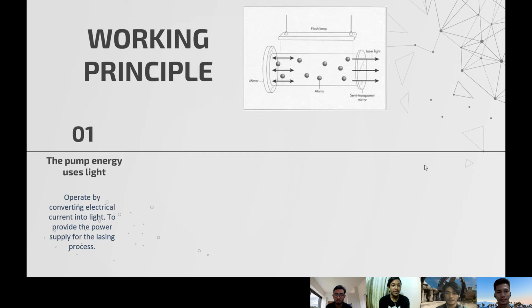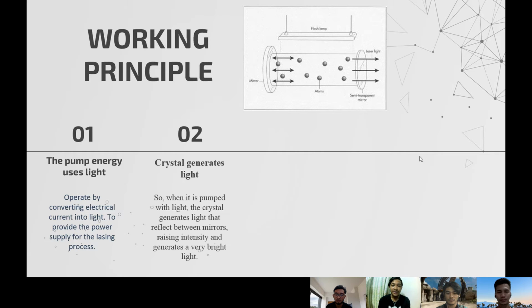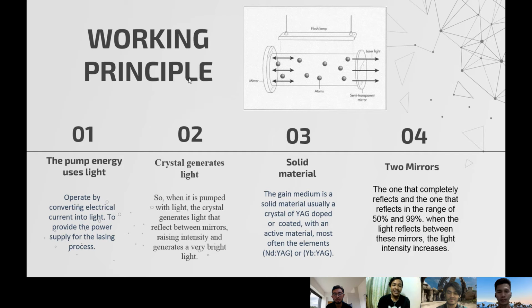The medium that is usually used is a crystal of yttrium aluminium garnet, YAG, doped or coated with an active material, most often the elements neodymium, Nd:YAG, or ytterbium, Yb:YAG. The common cavity of the solid state laser contains two mirrors, one that completely reflects and one that reflects in the range of 50% to 99%. When the light reflects between these mirrors, light intensity increases as the laser light moves in the same way as an intense beam. This laser will create very bright light.